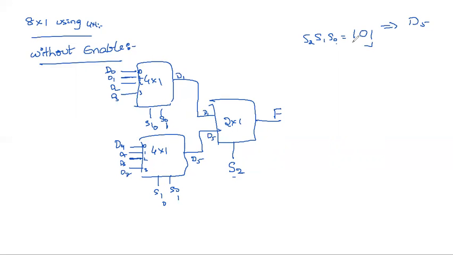Now S2 is what now? S2 is equal to 1. Okay, then this is 0, this is 1. When S2 is equal to 1, this will be selected, right? So output is D5. So using 8 by 1 also you get D5. Using this circuit also you get D5. So this is 8 by 1 multiplexer using 4 by 1. Okay, this is one method.